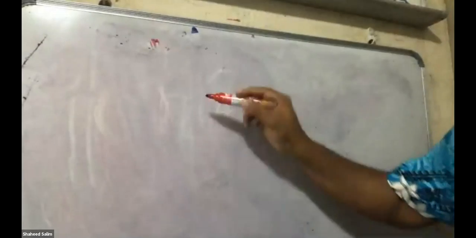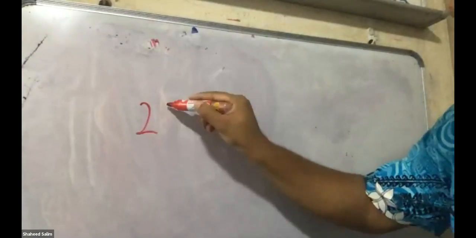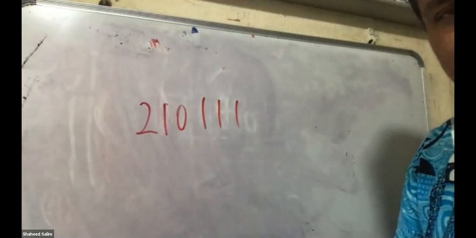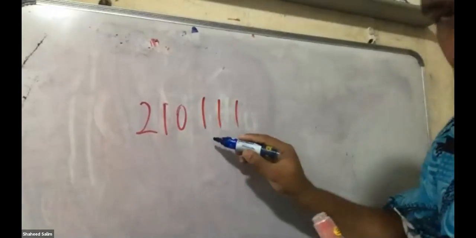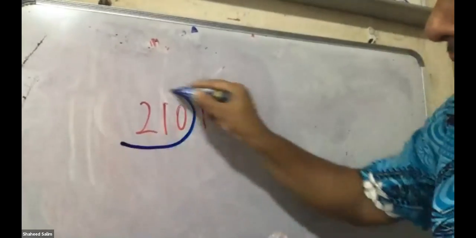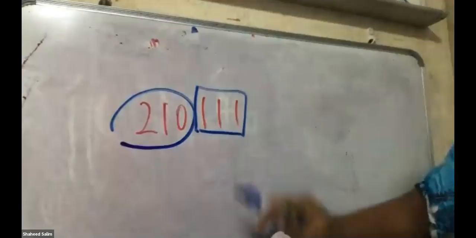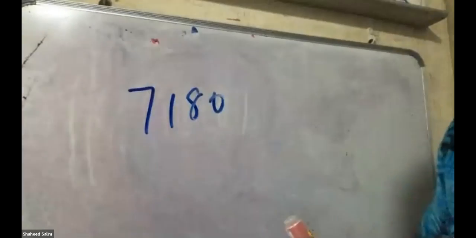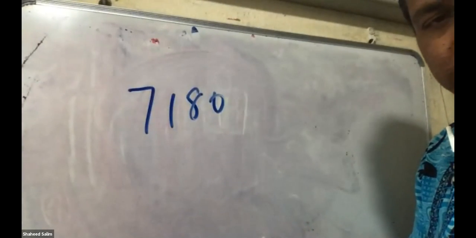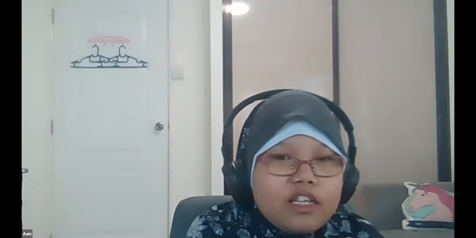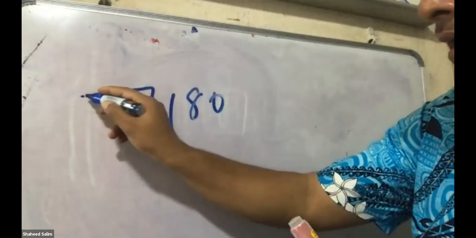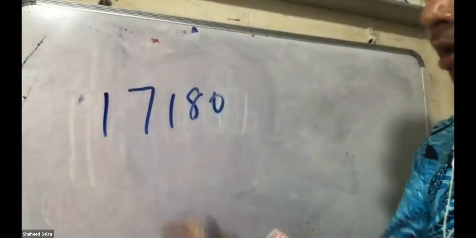Let's try now, Naomi. Here we go. Naomi, what's the number? 210,111. Good. Well done. 210,111. So we divide, take the last one first. Let us go back to Auni. 7,180. Wow.